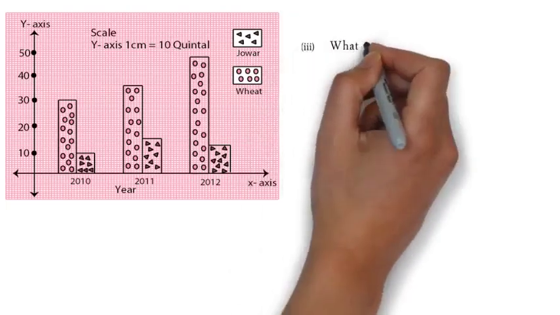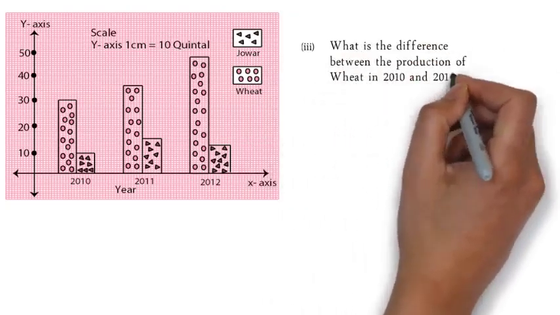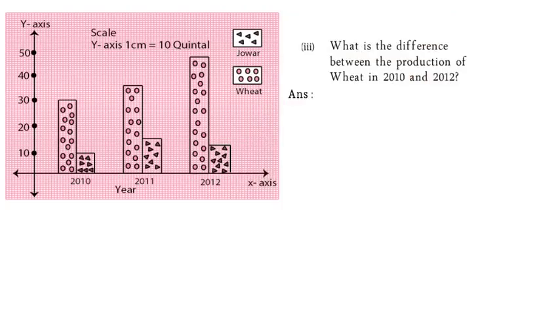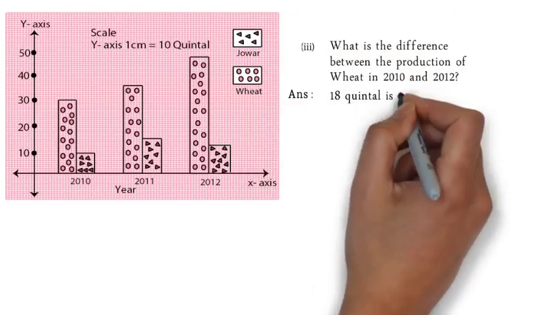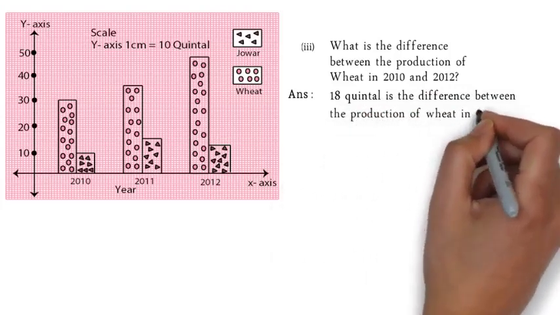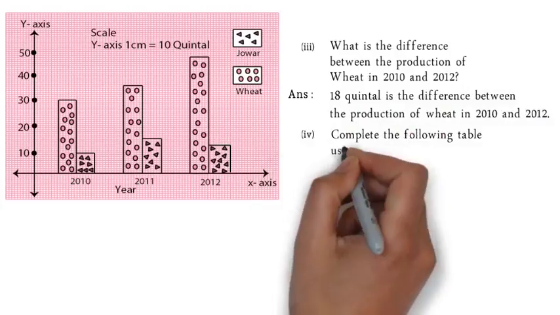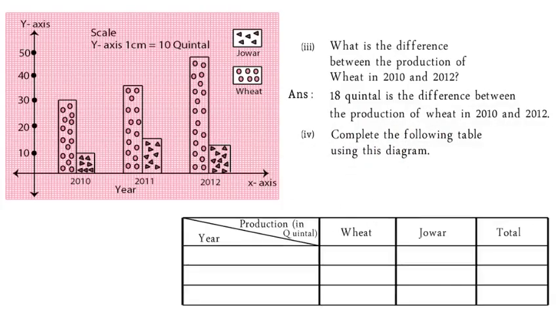What is the difference between the production of wheat in 2010 and 2012? Answer: 18 quintal is the difference between the production of wheat in 2010 and 2012. Let's complete the following table using this diagram.